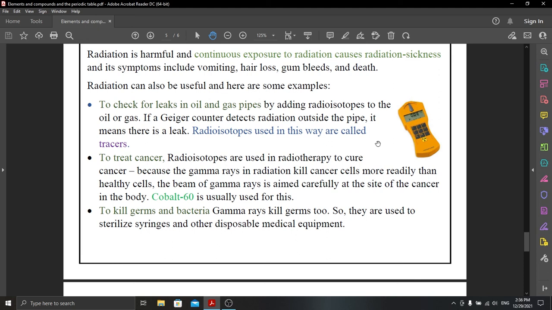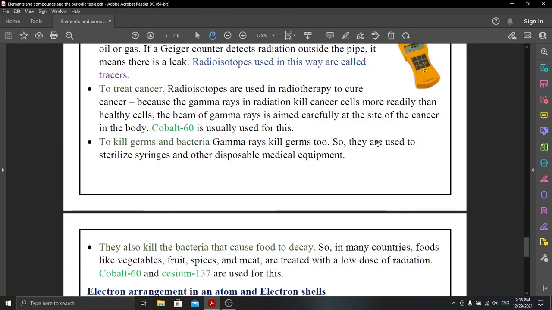Radiation is also used to sterilize tools, as it kills germs and bacteria. So it's used to sterilize syringes and the disposal of medical equipment. You can also use the gamma rays to kill bacteria and sterilize food, right? So they also kill the bacteria that cause food to decay. So in many countries, food like vegetables, fruits, spices, and meat are treated with a low dose of radiation. It has to be a low dose, right? Because, as I mentioned, radiation is mostly harmful. So we don't really need to use a lot of that. Okay, so we use cobalt-60 and cesium-137 for that purpose.